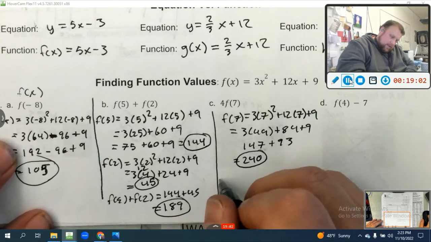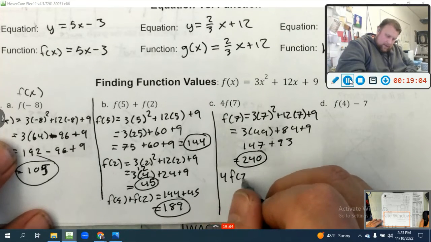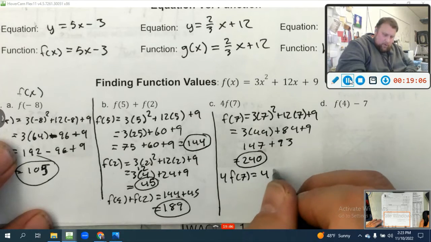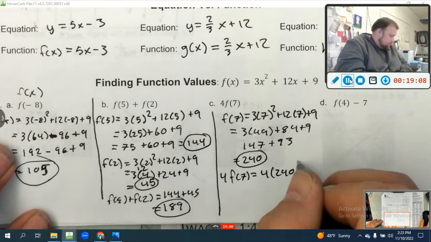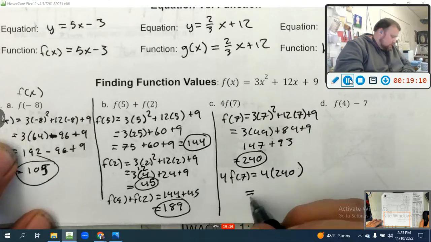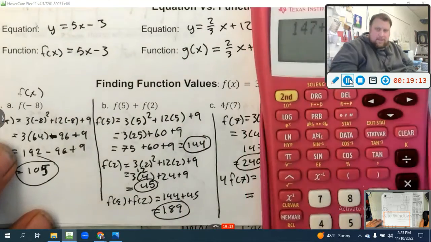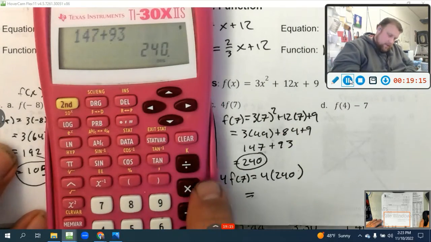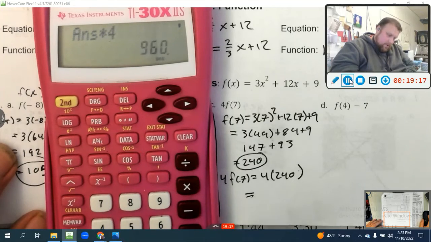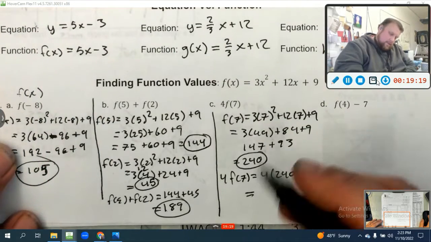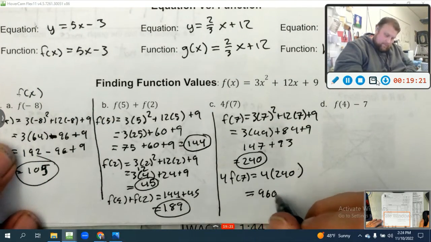So then 4 times f of 7 equals 4 times 240, which should equal, I think that's 960. Look at that.